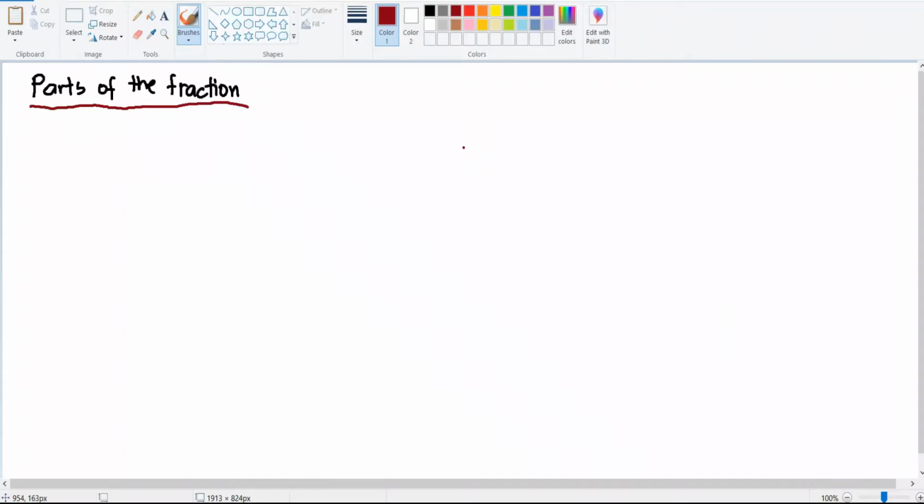Before we start into the main topic that we have in our video tutorial, let us first know the different parts of fraction. So for example, we have 3/5. The 3 there, or the number at the top, is what we call the numerator. And the number below, which is the 5, that is what we call the denominator. So those are the parts of the fraction.